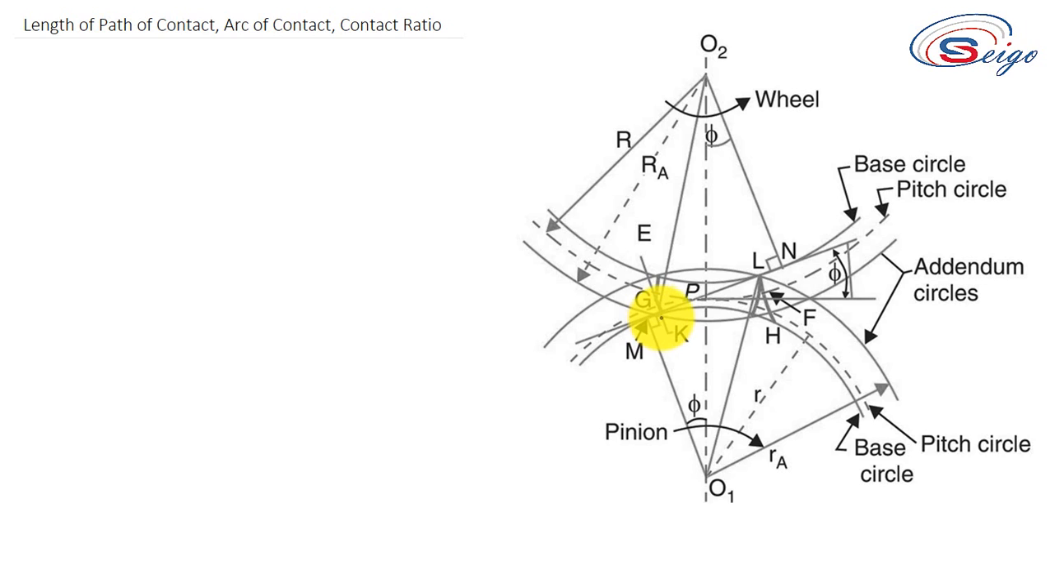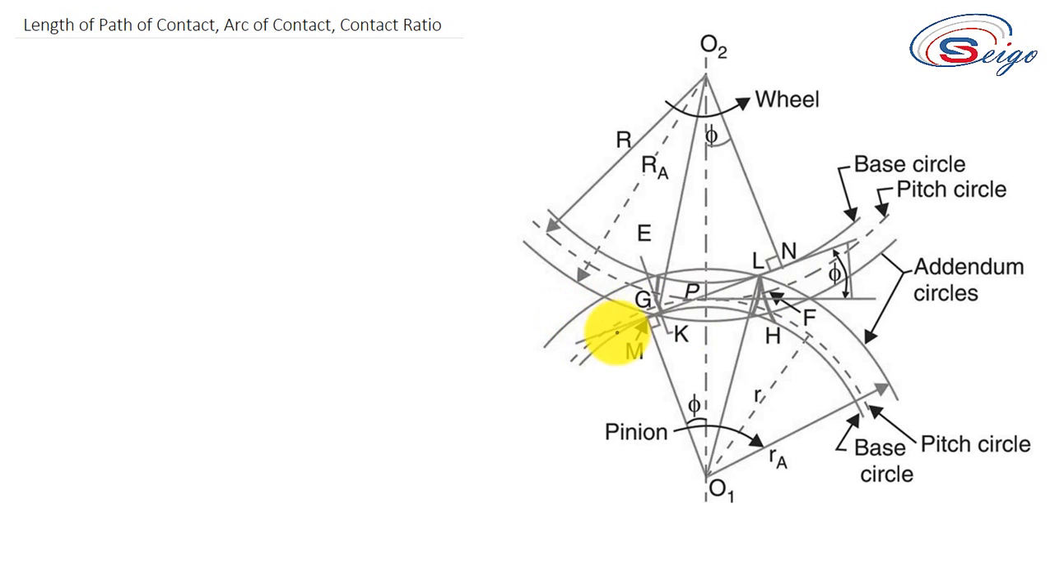Here the contact between the pair of teeth will begin at K and end at L. K is located on the flank near the base circle of the pinion, or the outer end of the tooth face on the gear. Similarly, the point L is on the flank near the base circle of the gear.